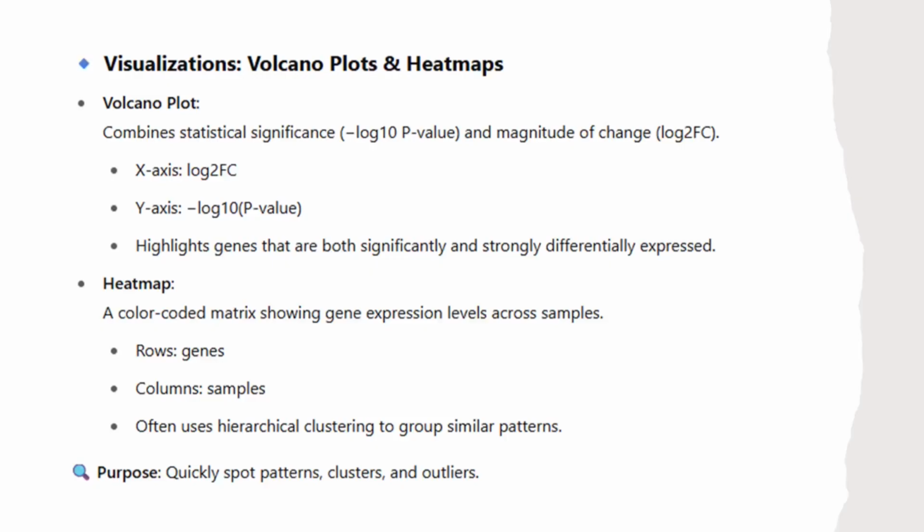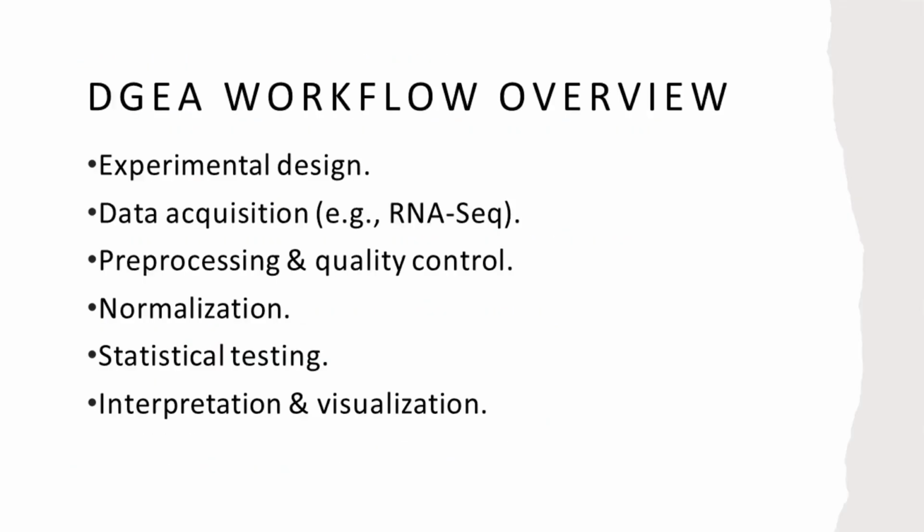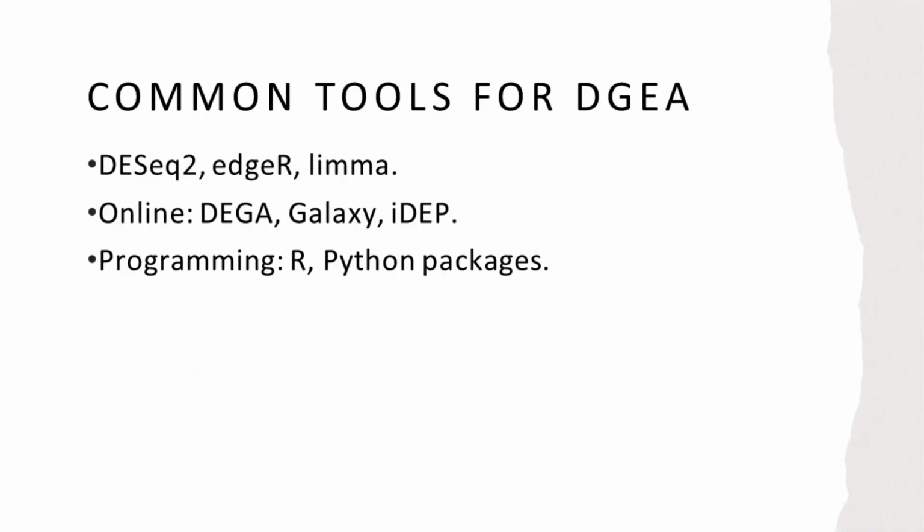A typical DEGA workflow consists of experimental design, data acquisition, pre-processing and quality control, normalization, statistical testing, interpretation and visualization. Here are some widely used tools for performing DEGA. R packages, there are DESeq2, edgeR or limma. Then there are web-based applications like Galaxy, iDEP. Then Python-based tools like DEGA, which we will explore in this tutorial.